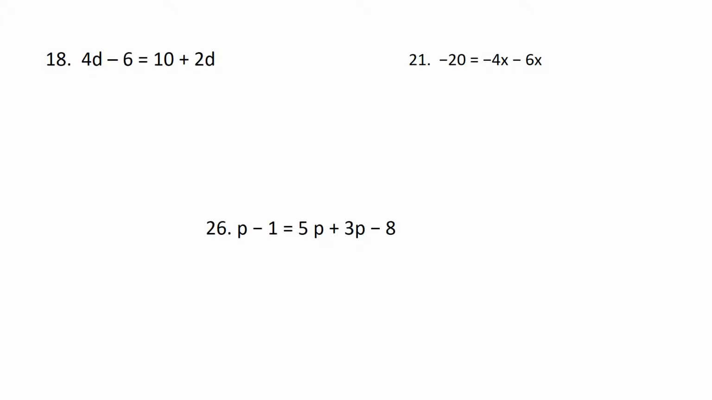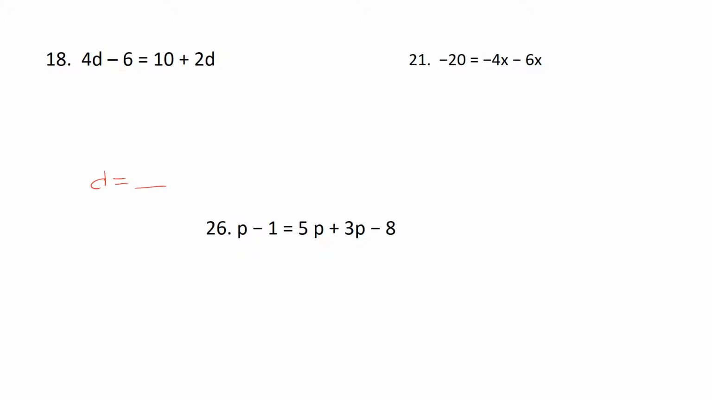I see I've got a d on both sides, so I need to decide, do I want the d on the right or the left when I'm all finished? And I'm going to pick the larger number here. I'm going to pick the 4d, so I want the d on the left. In other words, I want to end up with d equals, and then some number here.